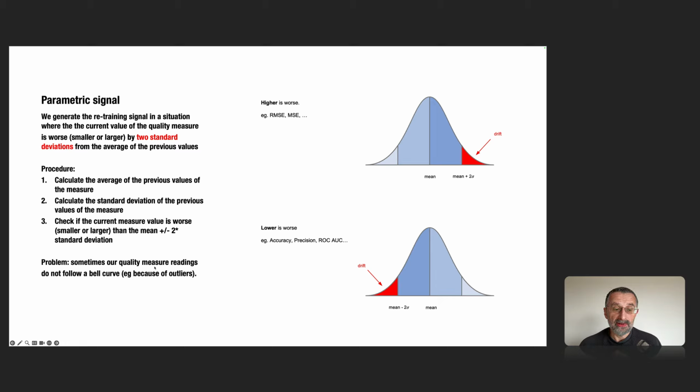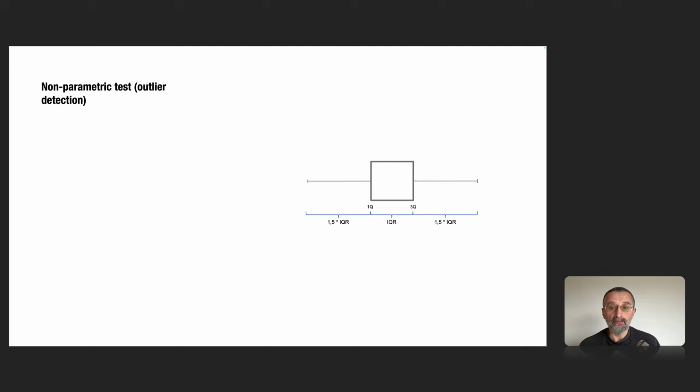Problem: sometimes our quality measure readings do not follow a bell curve because, for example, outliers, and that method may fail. So this is the parametric signal method. We may have also non-parametric tests like outlier detection. So a small recap of the simple statistical method for outlier detection of a single variable. In that case, we generate the retraining signal in case the current value of the quality measure is interpreted as an outlier and is worse than the previous values.